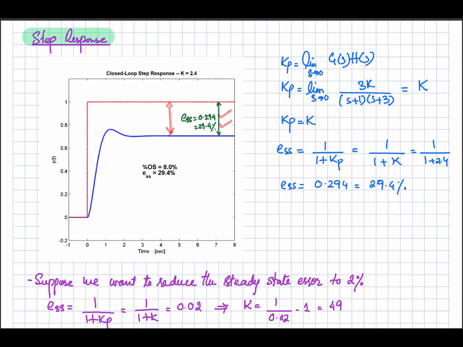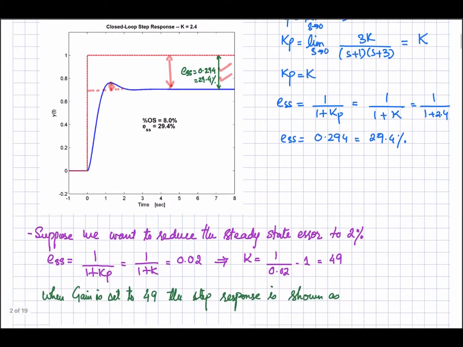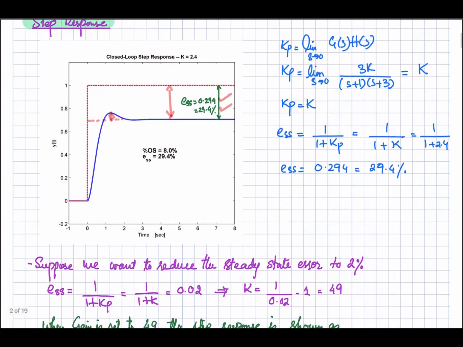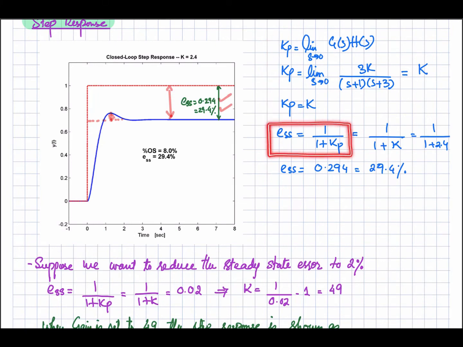So our overshoot is 8%, that is this one, and the steady state error is quite high, that is 29.4%. Let's suppose that we want a steady state error of 2%. So what we can do is calculate the gain k using the same expression that we have seen over here. Here you can see the steady state error is equal to 1 over 1 plus kp, that is equal to 1 over 1 plus k. So using this, if I want 2% error, I will keep it equal to 0.02, and I can calculate the gain k.